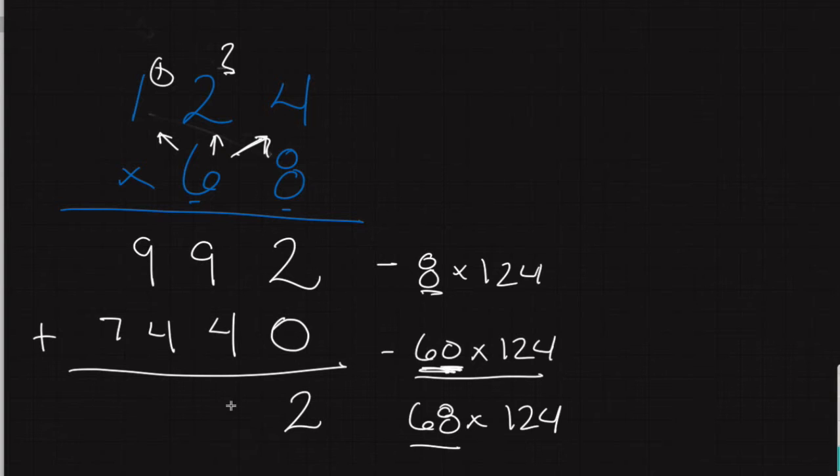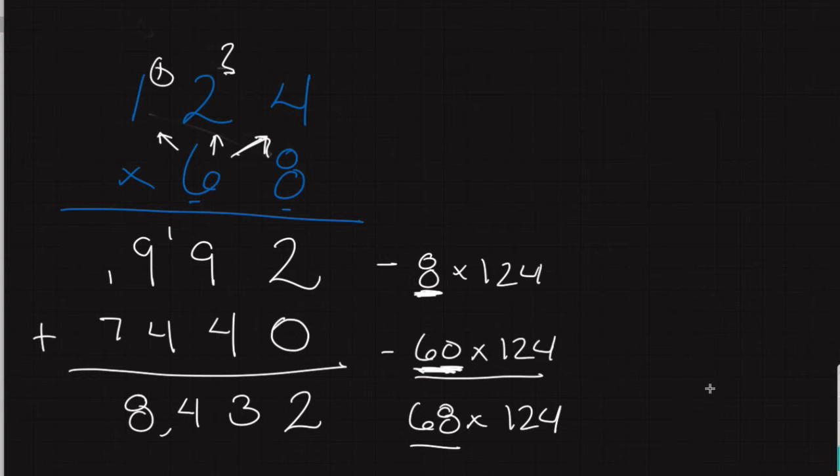So 2, 9 plus 4 is 13, carry the 1. That's 10 plus 4 is 14, carry the 1. 7 plus 1 is 8. 8,432. All right, so keep in mind, every place value is going to be a new line. This was the ones place, 8 times 124. This was the tens place, 60 times 124, right?